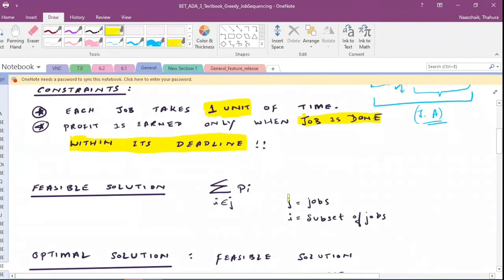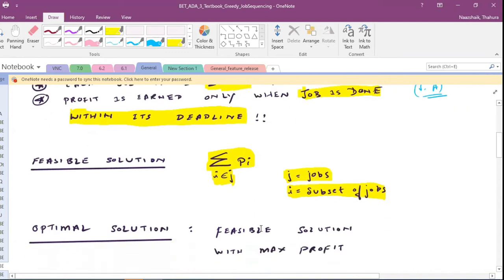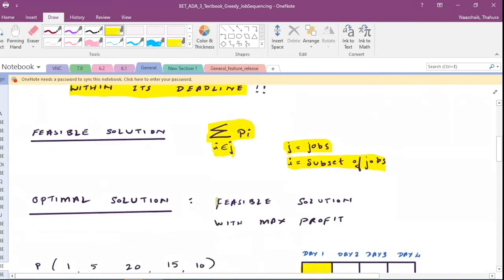So, whatever jobs you have selected, J is your full set of jobs. In that you will pick only some jobs which can be done. Whichever job you can do, you will pick that. That's why I is a subset of J. And whatever jobs you have picked, you add up all the profit. That is your overall solution. In this case also you will get a lot of feasible solutions. You need to pick the optimal solution. The optimal solution is the feasible solution with maximum profit.